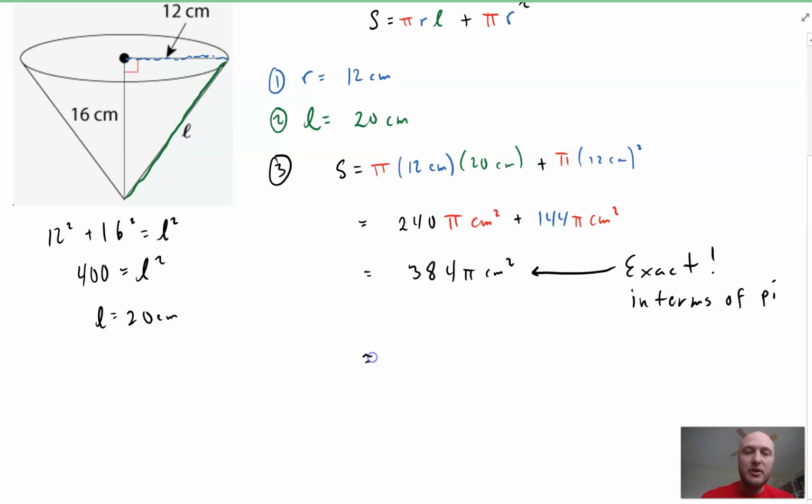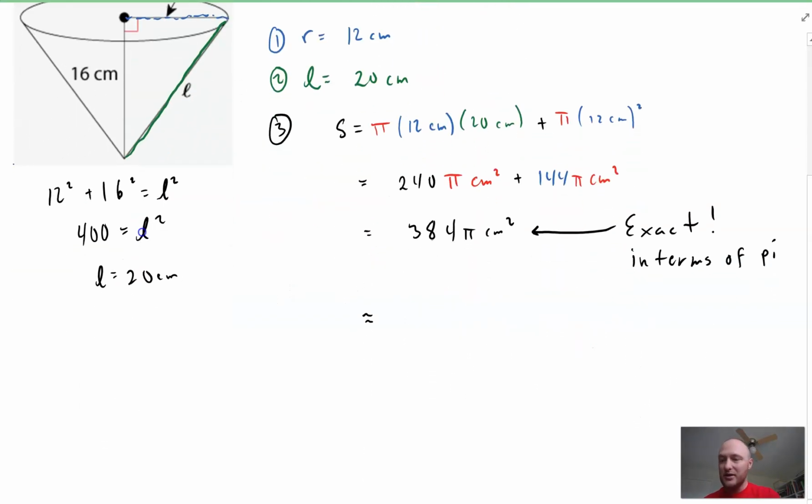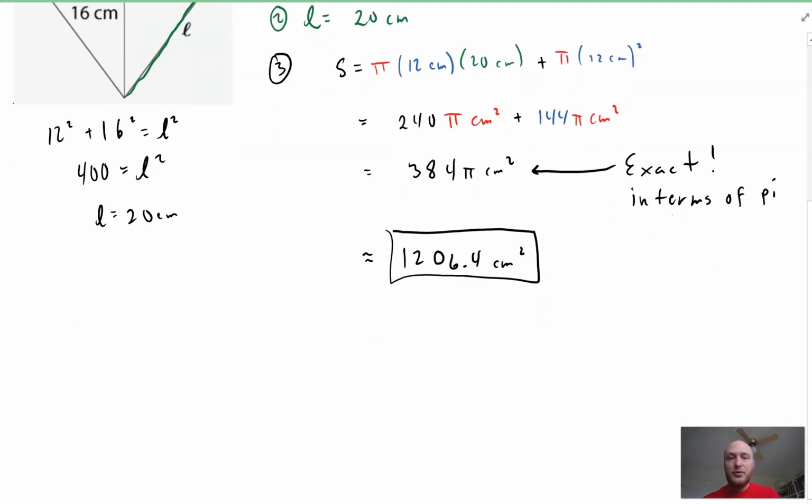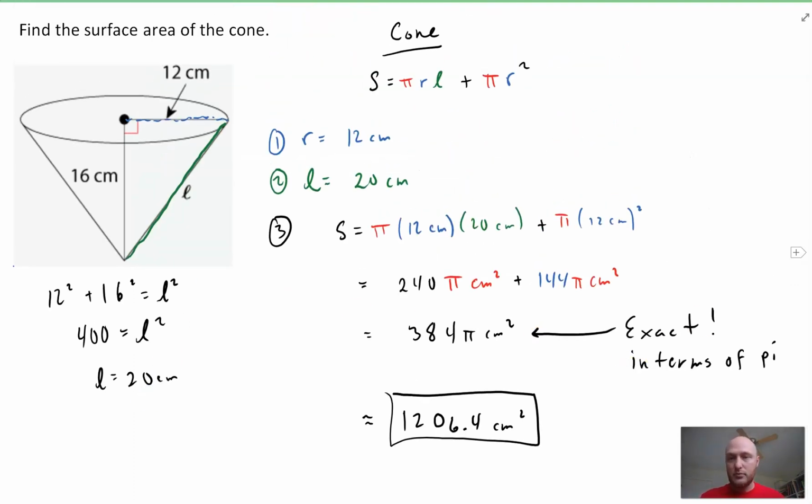Now we're going to use our calculator and multiply in the exact value of pi. So 384 times pi gives us, and what do they want us to round to? They don't say. The nearest tenth will be fine, I'm assuming. 1,206.4 square centimeters. Always check the problem to make sure where they want you to round to. If they don't specify, 3 digits is always the safest, but here I think the tenth is fine. So 1,206.4 square centimeters is the surface area of this cone.